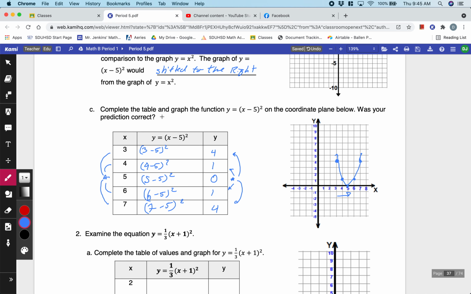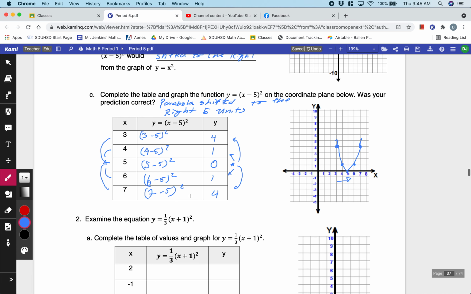So the parabola shifted to the right 5 units. Shifted to the right 5 units.